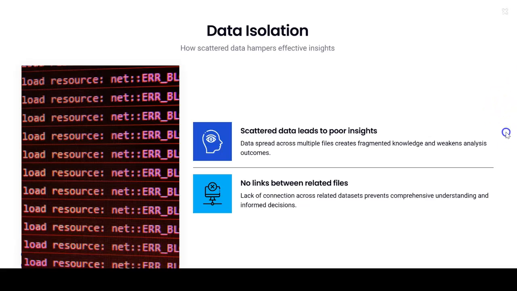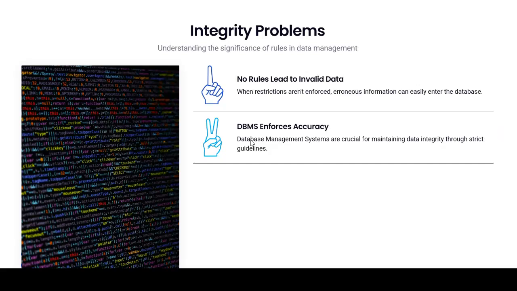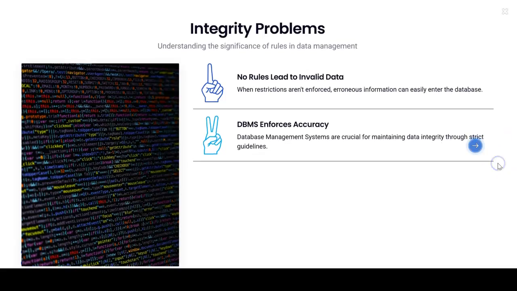Fourth problem is integrity. Data integrity means keeping data correct and reliable using rules. But in file-based system, there are no checks. Someone can enter age equal to -10 or a phone number like ABC123, and it will accept it.